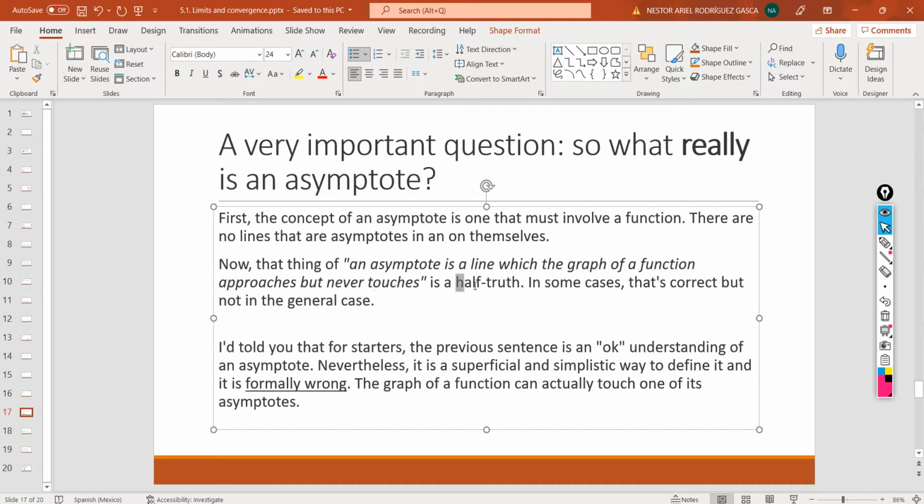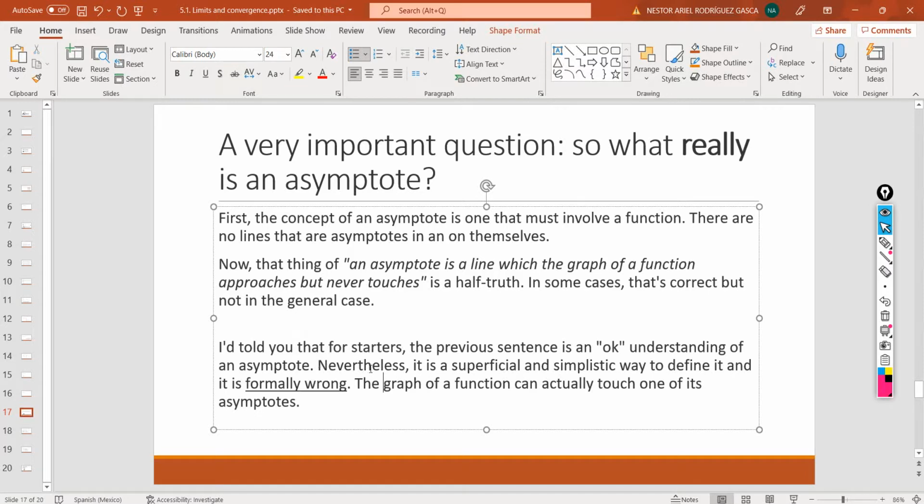Okay, and in mathematics, there are no half-truths. If something is a half-truth, in mathematics, we call that a lie. Okay, so this is basically a lie. So why did I tell you this? Why did I tell you that an asymptote is a line which the graph of the function approaches but never touches? Because for starters, the previous sentence is an okay understanding of an asymptote, just to begin with. But in the general case, it's false.